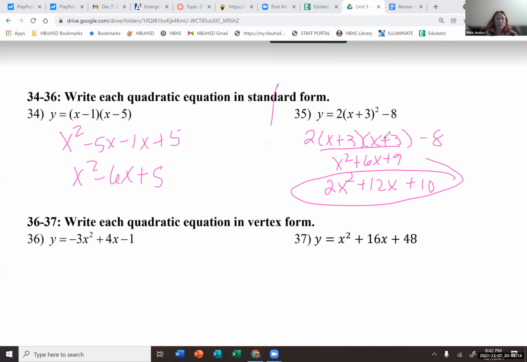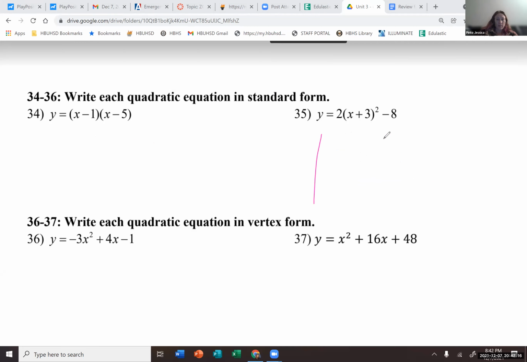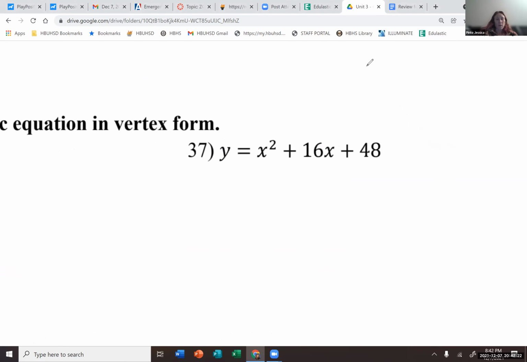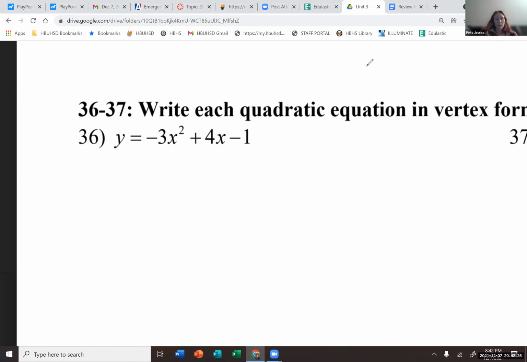To write the equations in vertex form, I need to first find the vertex. And so I'm going to use negative b over 2a for this one, which is the formula for h. So that's going to be -4 over 2 times -3. Oh, thank you. That's 4 over 6, because they're both negative, which is 2/3.